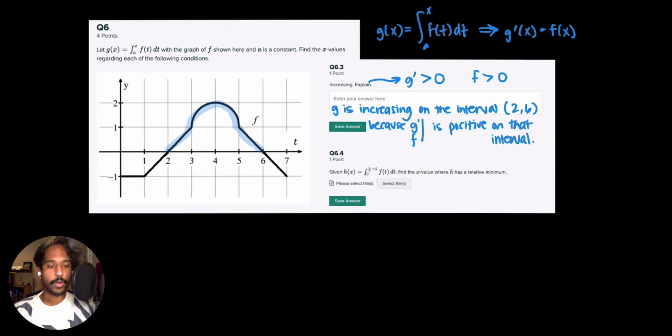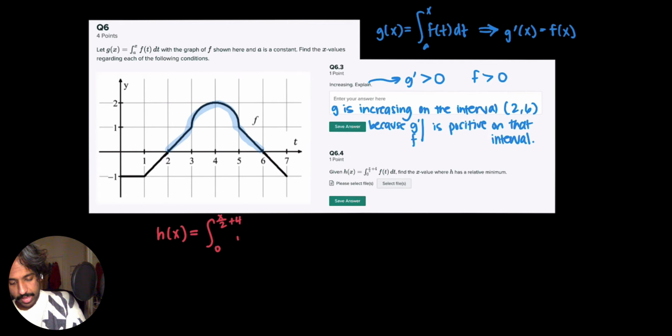And now the final question that we're asked, and I'll do this in red, is this. Given h of x equals this, find the value where h has a relative minimum. And so here we're given a different function. This is not about g now, this is about h. So how would we do this? Well, we would have to follow that rule that tells us that if we have a function, so in this case h of x equals the integral of 0 to x over 2 plus 4 f of t dt.